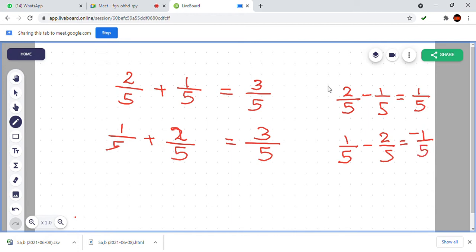That means the two answers are not same. So in case of subtraction, commutative property is not true. But in case of addition, that is true. All of you clear? Yes, Miss.